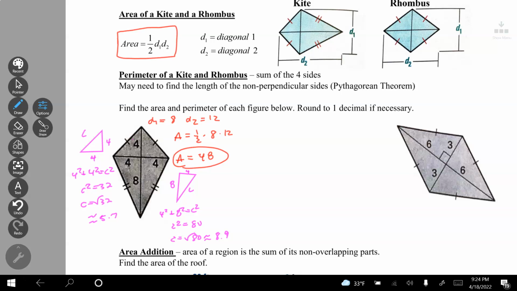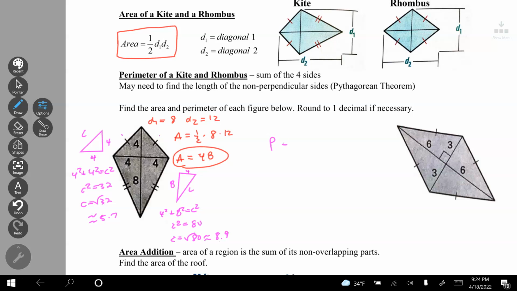So you can see I did a triangle that has one side 4, the other side 4. So these are the top two legs or sides of the kite, and I get 4 squared plus 4 squared, or square root of 32, which means this is 5.7, that's 5.7. And then I did the 4, 8 triangle, and I got 4 squared plus 8 squared equals c squared, which equals the square root of 80, which is 8.9.